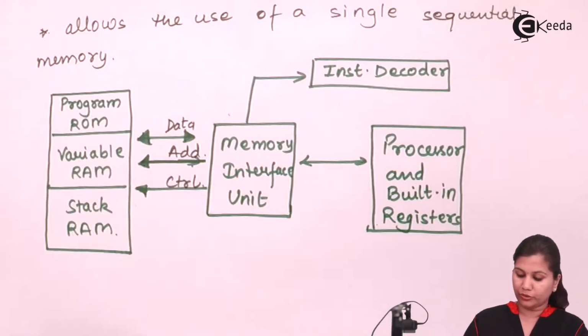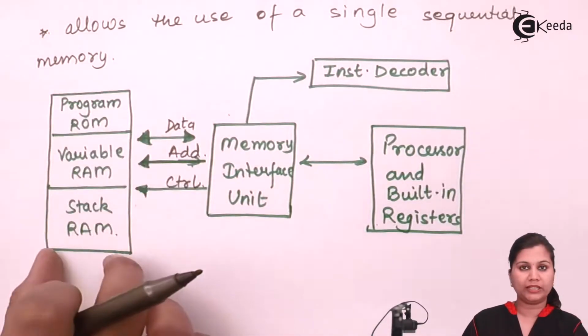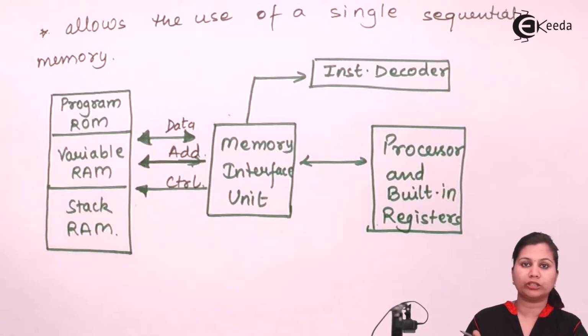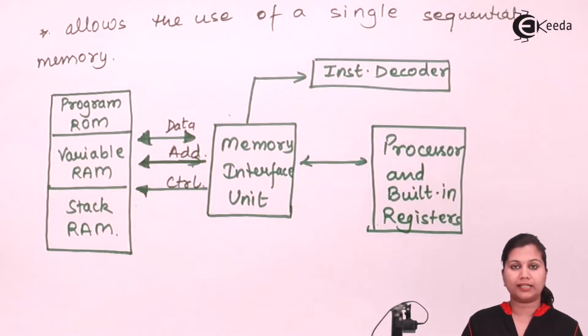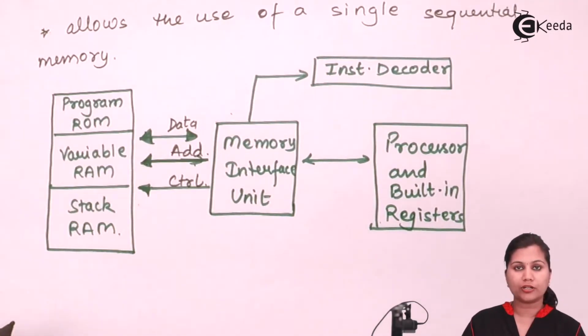Here you can see that it has only a single memory space for the data and for the instructions. So in this architecture, the data and the instructions share the same memory and the same system buses. That is going to reduce the speed of processing of the system, and the performance of the system will also be reduced.